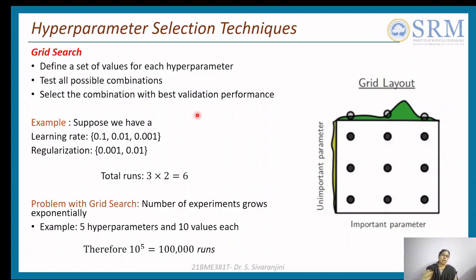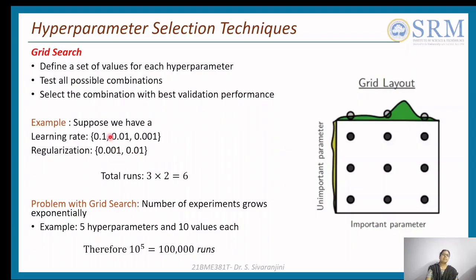How can we understand it with an example? For example, we have a learning rate, and three different learning rates are there. Which learning rate should be chosen? And there are two regularization parameters. Which should I choose? If I choose a regularization parameter of 0.001, what learning rate should be there? Or if I choose a different regularization parameter, what learning rate should be there? That is decided by this grid search.